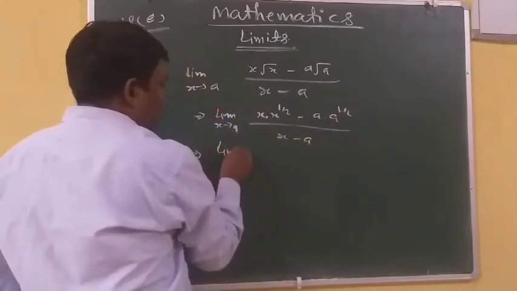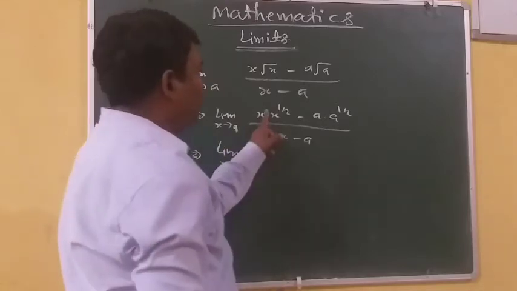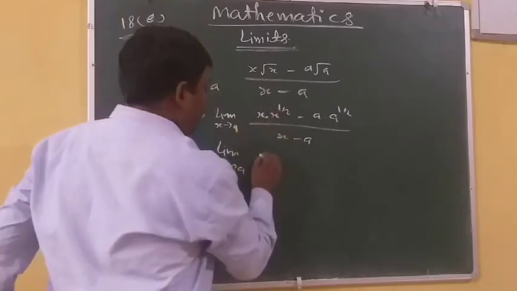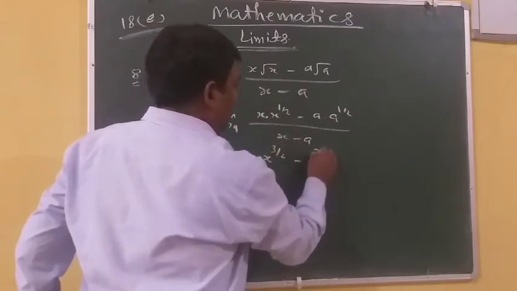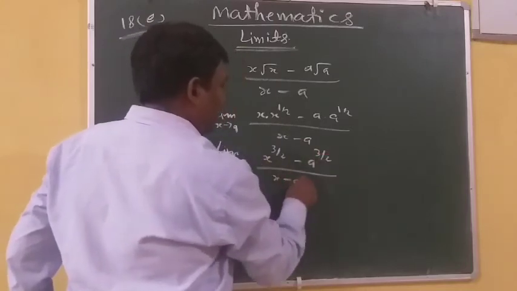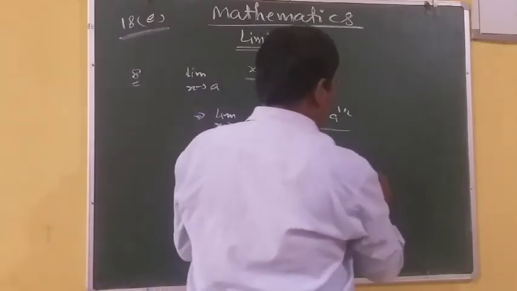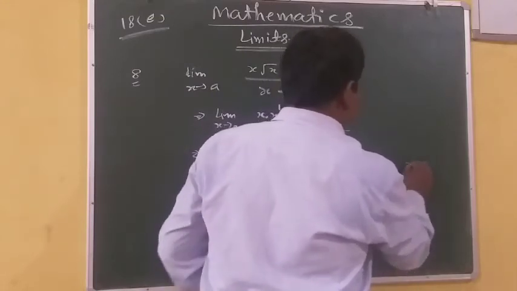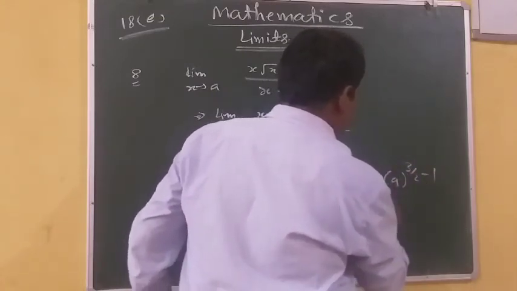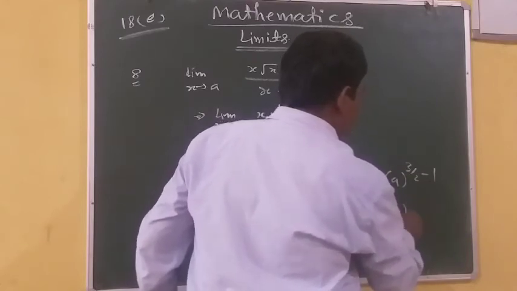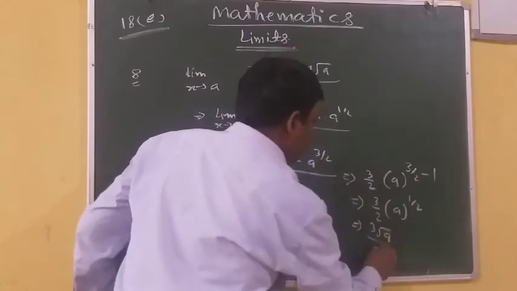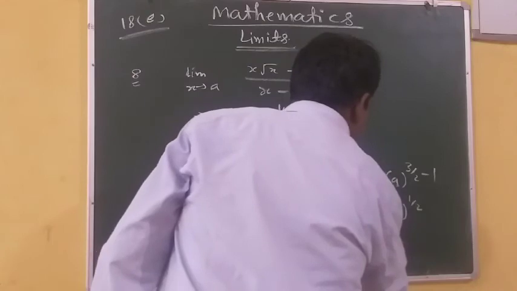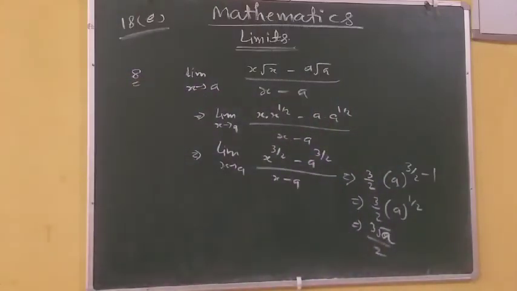Now limit x tends to a. This x power 1 and x power 1 by 2 will be added, so x power 1 plus 1 by 2 is 3 by 2. Similarly a power 3 by 2, upon x minus a. So by using the standard result, m is 3 by 2, a power 3 by 2 minus 1. So what will you get? 3 by 2, a power 1 by 2, so 3 under root a by 2. This is your question number 8.